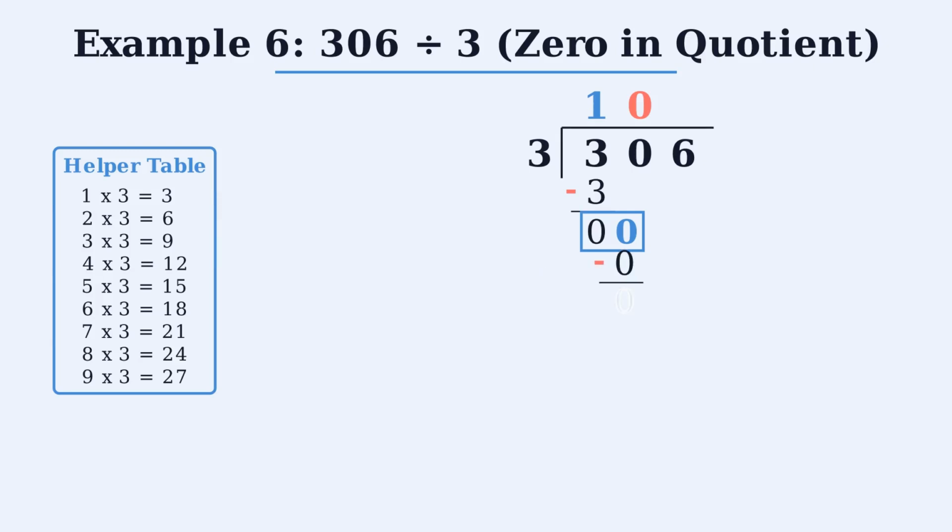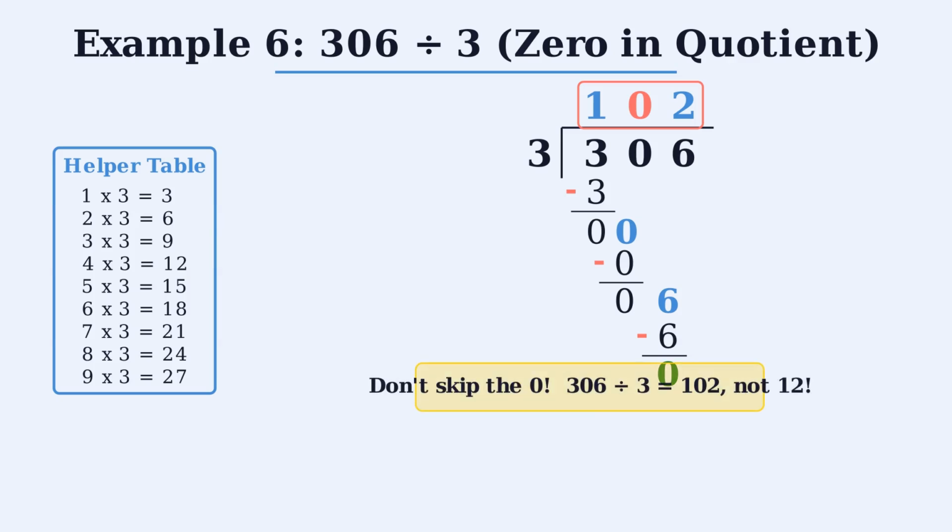How many times does 3 go into 0? 0 times. Write a 0 on top. Multiply, 3 times 0 is 0. Subtract, still 0. Bring down the 6 to get 6. 3 goes into 6 twice. The answer is 102, not 12. That 0 in the middle is so important.